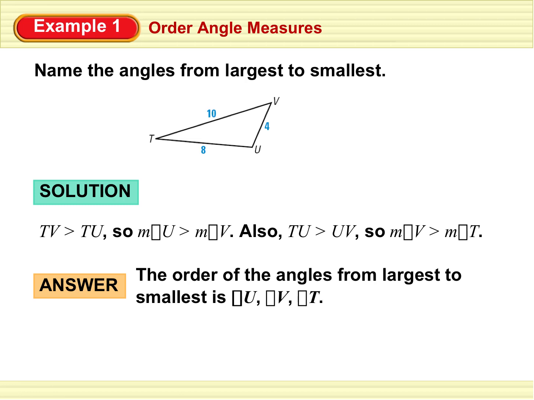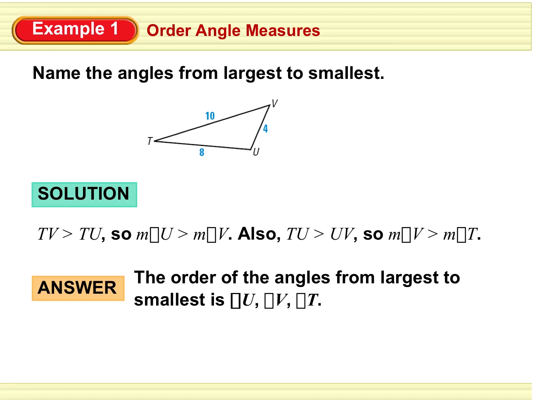10's our largest side. So what do we think our largest angle is? U. Yeah, the one across. Remember that relationship? They go from across each other. So the largest angle would be U.